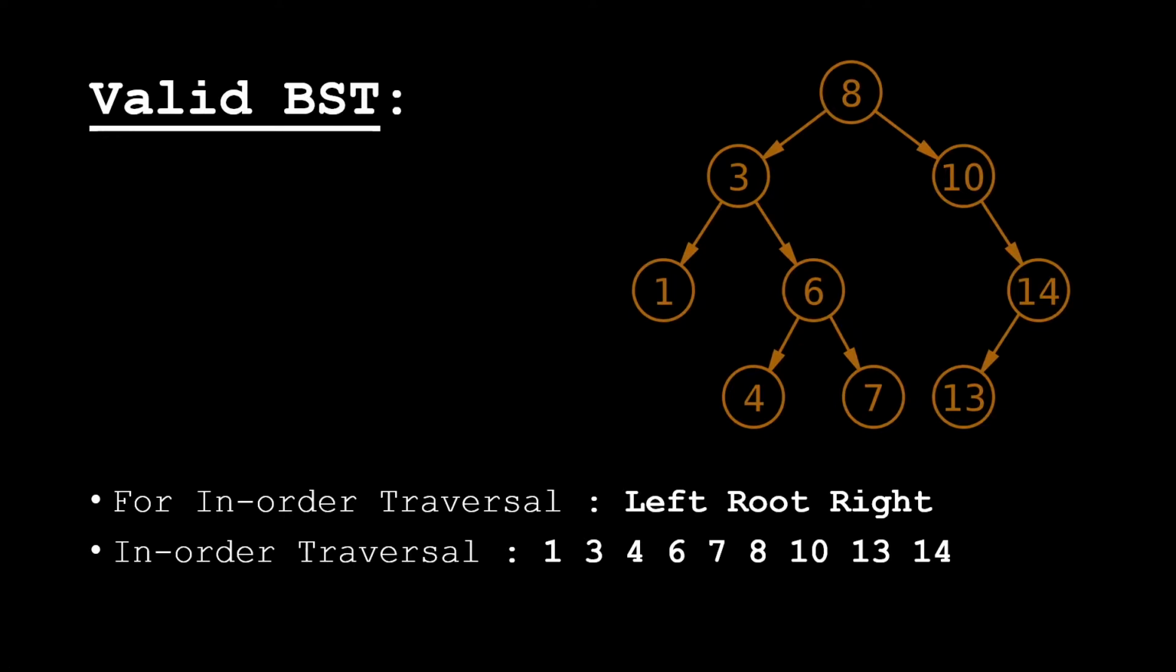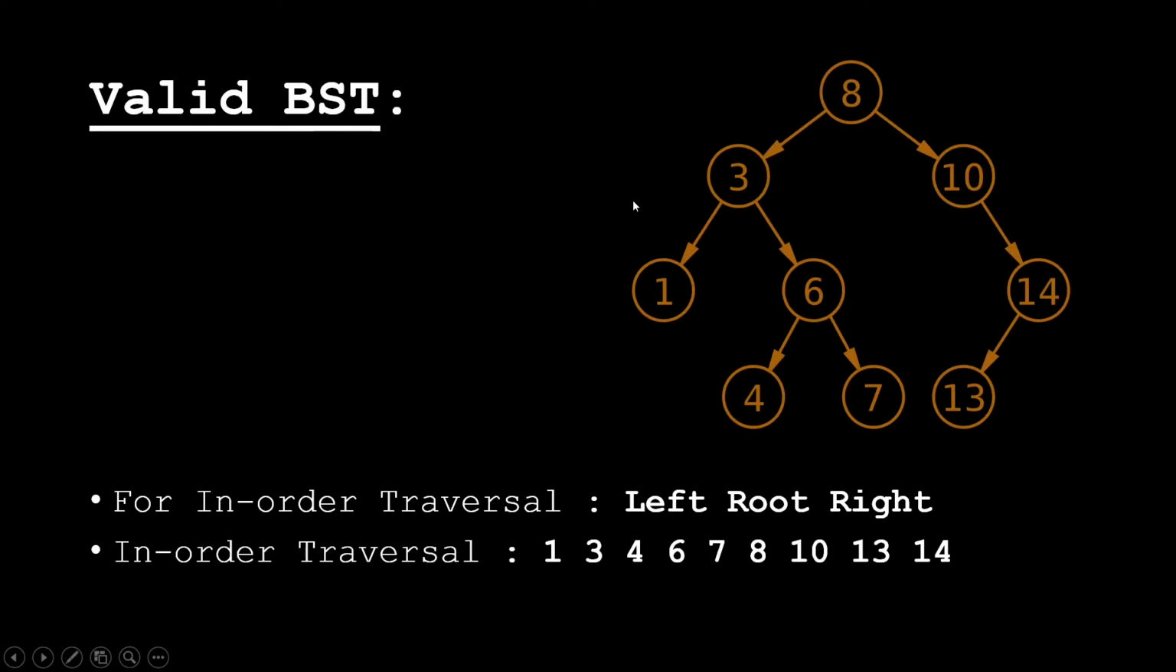That's the reason why this is a binary search tree. And this rule should hold for each and every node: for 3, for 10, for 6, for 13, for 14. See, for 3, 1 is in the left subtree, which is less than 3. In the right subtree, 6, 4, 7, which are greater than 3. So that's why we can say this is a valid binary search tree.